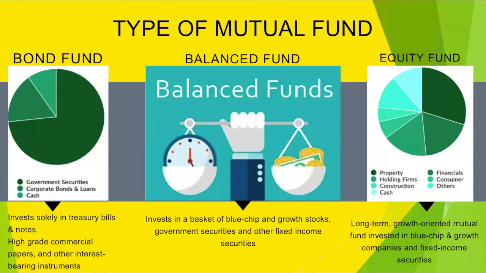If you're moderate naman, then balance fund. Tulad ng sinabi natin kanina, di ba? Low risk, low gain. High risk, high gain. So sa balance fund, kaya sinabing balance, you can balance the risk and you can balance the gain or the loss. So invest in a basket of blue chips and growth stocks, government securities, and other fixed income securities. Sa equity fund naman, ito naman ang high risk. So dito volatile yan. High risk, high gain, or high risk, high loss as well.